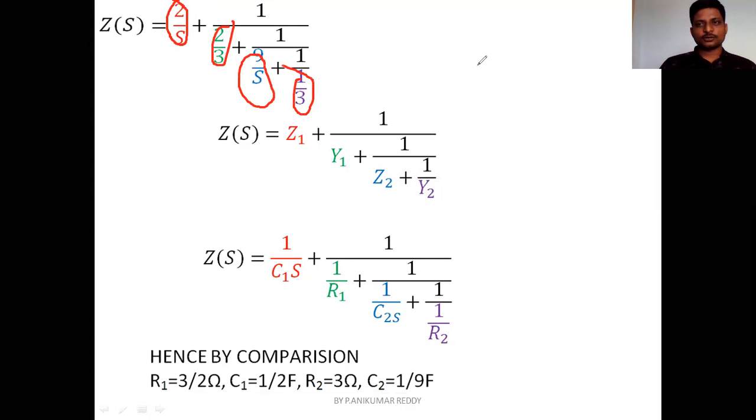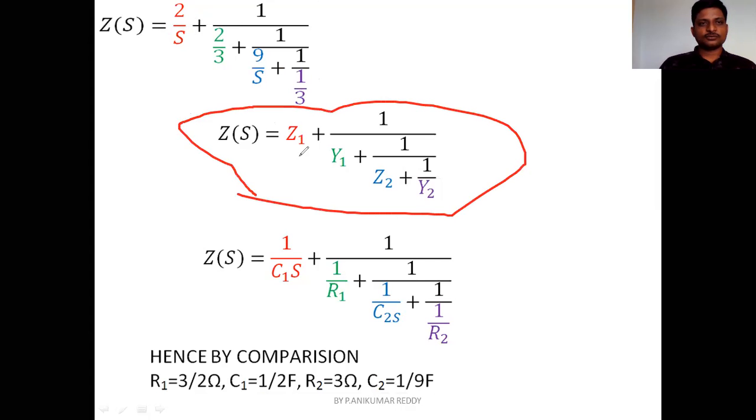So after writing all the quotients, then you have to write the general form like this. So Z of S is equal to, first one is an impedance function, then admittance, impedance, admittance. After comparing this general form and all the quotients, then you can decide. So here you have an impedance function and S in the denominator. It is only possible with a capacitor because the impedance of a capacitor is 1 by Cs, which means S in the denominator. Therefore, you can write 1 by C1 of S. So C1 is equal to 1 by 2, by comparison, you can say.